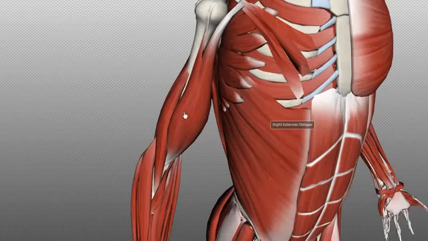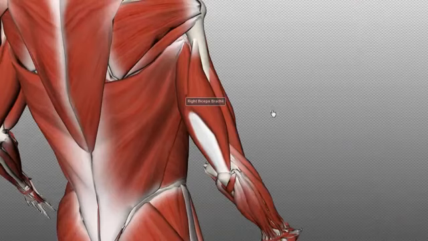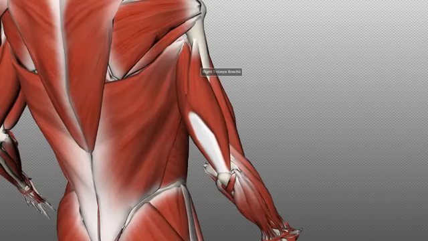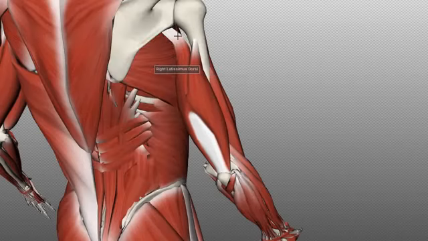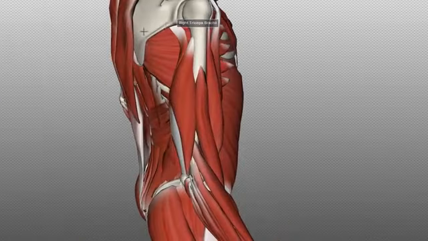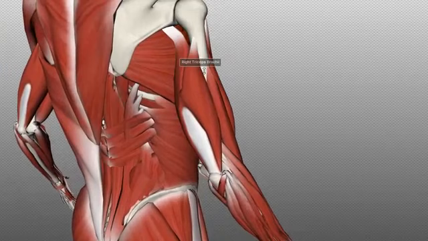Finally, the posterior compartment of the arm only has one muscle: the triceps brachii. The tri refers to the three heads of this muscle: the long head and the medial and lateral heads. I'll dissect away the latissimus dorsi and the rotator cuff muscles, and we can see the origin of this muscle on the infraglenoid tubercle of the scapula.